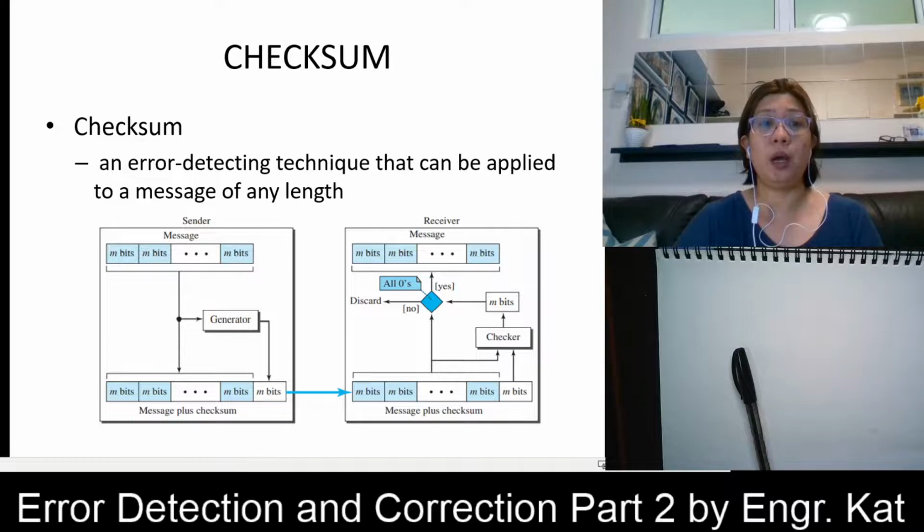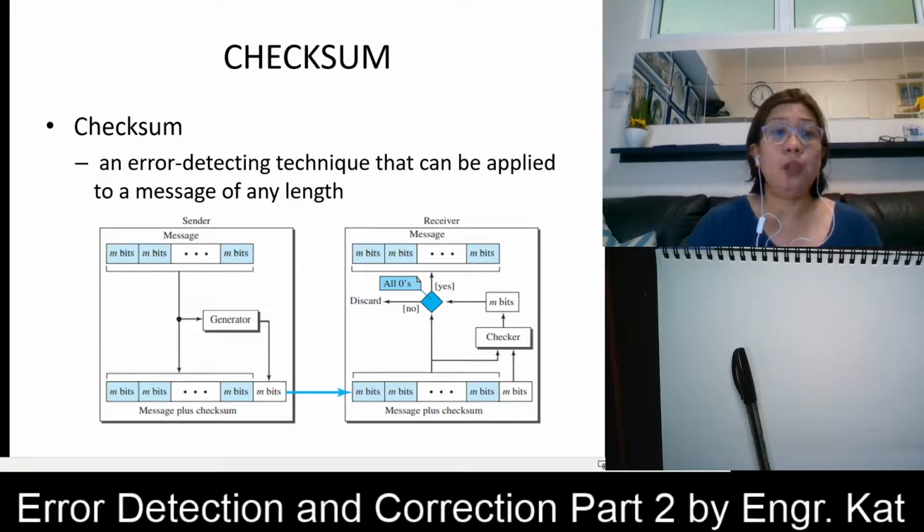The next technique that we're going to discuss for this video is what we call the checksum. A checksum is an error detecting technique that can be applied to a message of any length. The checksum technique is mostly used at the network layer.